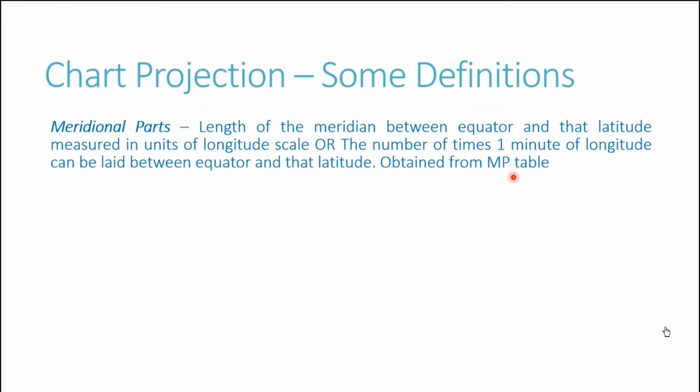We have a meridional parts table in the Norie's nautical tables. So they can be picked up from there. You enter the table with latitude, and for every particular latitude, degrees and minutes, they will give you the meridional parts for that particular parallel.